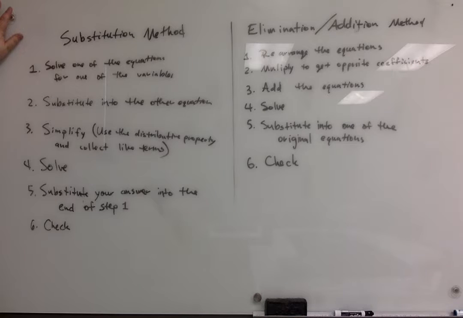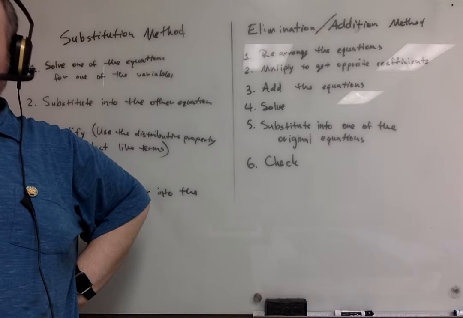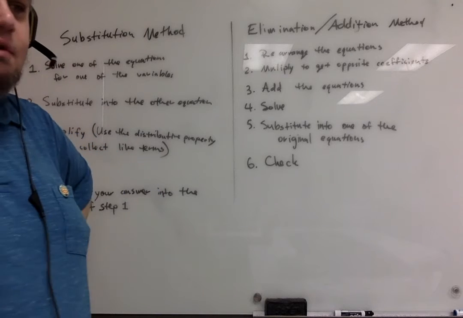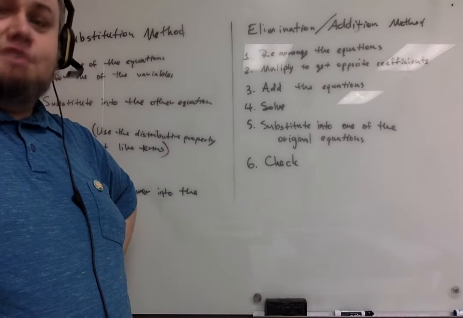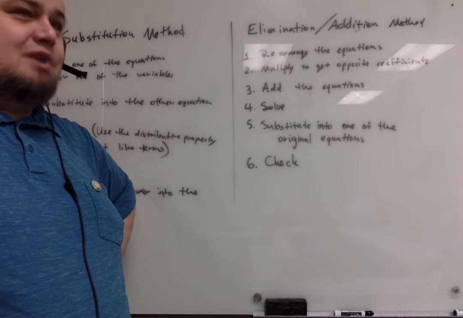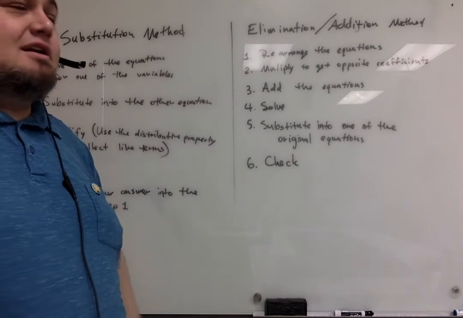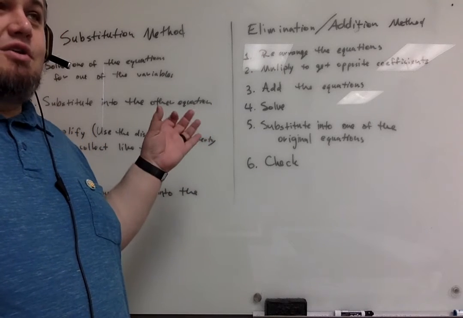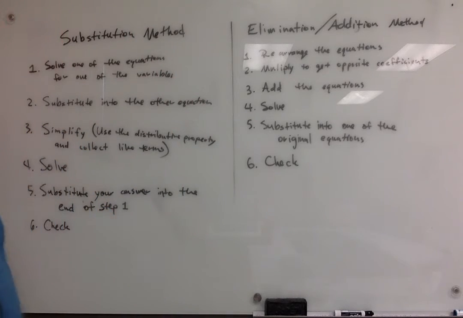Substitution method. Step 1 is to solve one of the equations for one of the variables. So when we talked about this method in class, we said that there's usually an easier variable to solve for in one of the equations. Sometimes there's not a good choice, which is what makes the substitution method difficult to use sometimes. But try to pick one that either has no numerical coefficient, so it's like just x or just y already, or try to pick one that has a coefficient that will divide into all of the other coefficients that are in that equation. Alright, so solve one of the equations for one of the variables.